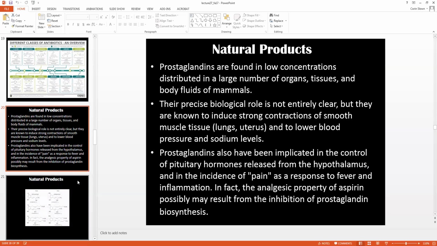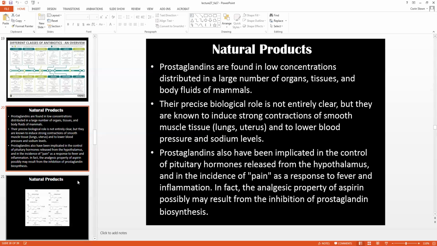Other examples of natural products are the prostaglandins. These are found in low concentrations distributed in a large number of organs, tissues, and body fluids of mammals. Their precise biological role is not entirely clear, but they are known to induce strong contractions of smooth muscle tissue in the lungs and uterus, and they also lower blood pressure and sodium levels.